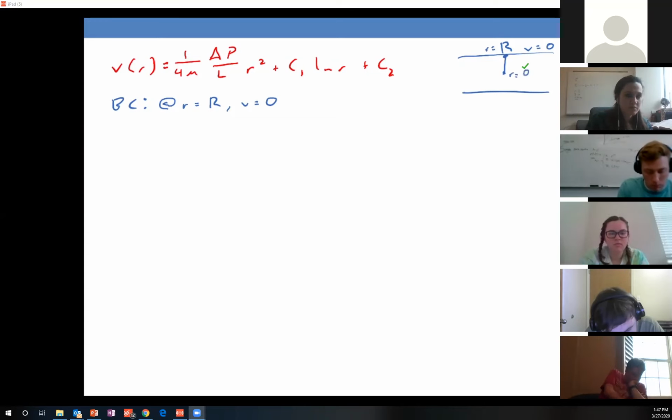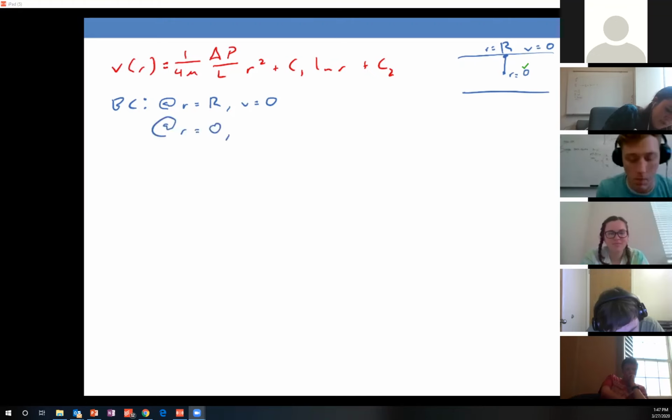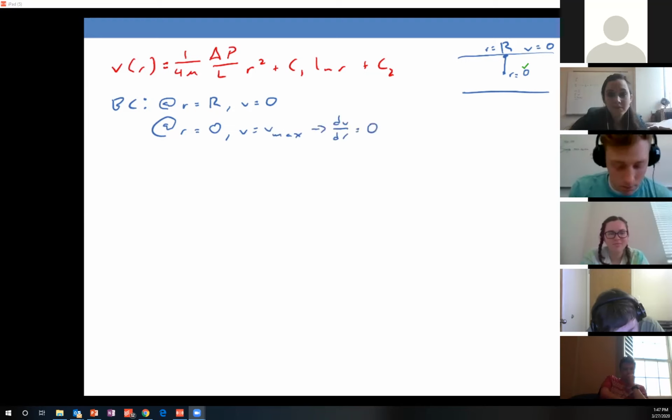So there's a couple different ways we could do this. What I'm going to do, though, is use this boundary condition. So at R is equal to 0, you could say V is equal to V max. That would be a way of doing it. But another way would be to say dV dr is equal to 0, right, because at the maximum, the derivative is 0.